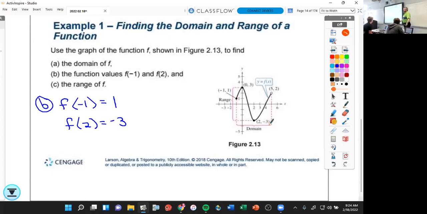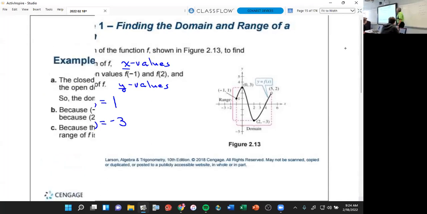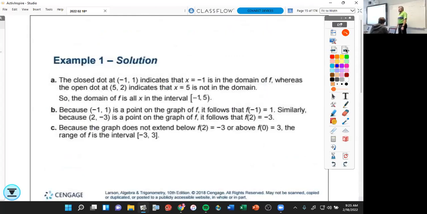Any questions so far? Okay. Domain is your set of x values. Range are your y values. D comes before x, D comes before r, x comes before y. It's alphabetical. Okay. Next slide is just going to be the answers to those 3 questions that we've already answered.